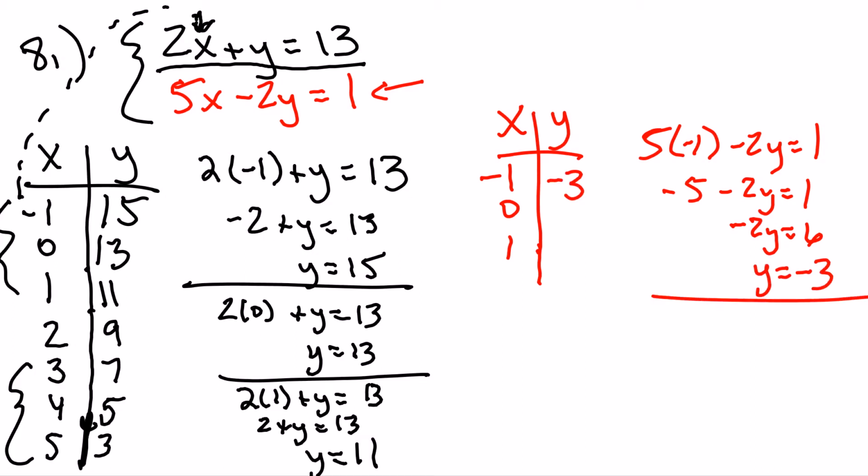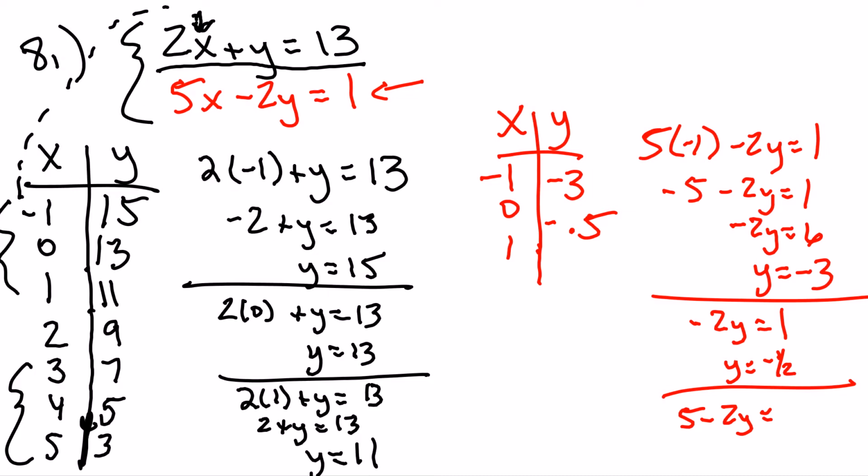All right, now I do the same thing again. This time I plug in 0. I get -2y equals 1. I divide by -2. y equals -1/2. Most of you are going to put -0.5. Either way, that's totally okay with me. Now I'm going to plug in 1. I get 5 minus 2y equals 1. I subtract 5 from both sides. I get minus 2y equals negative 4. I divide by -2. I get y equals 2.